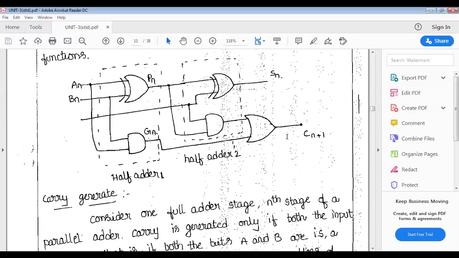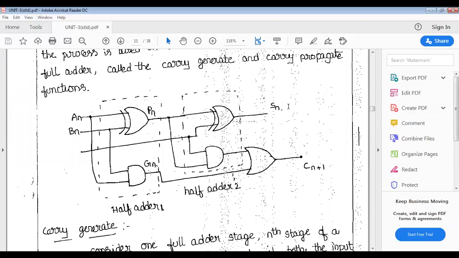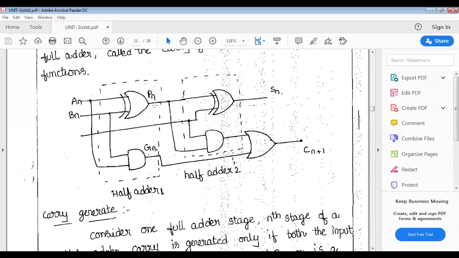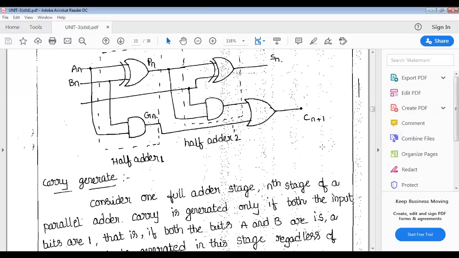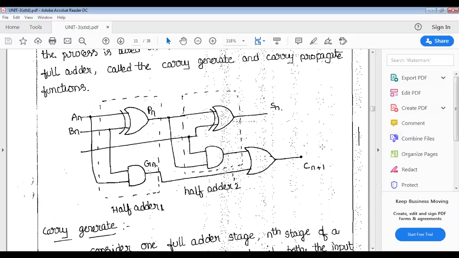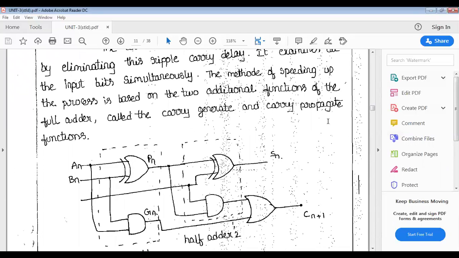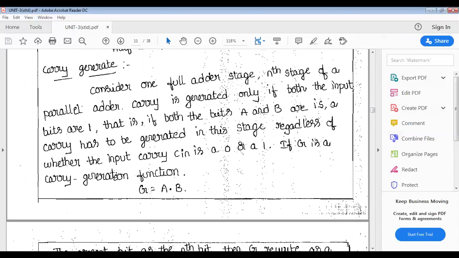The GN we can call as carry generate, and the PN is carry propagate. That gives to the second half adder, half adder 2, one of the inputs of the exclusive OR gate. And one OR gate is also required to design the full adder by using the half adders. We can see the additional functions we have, that is carry generate and carry propagate. First of all, see the carry generate.